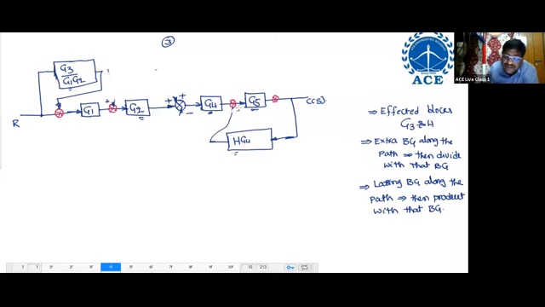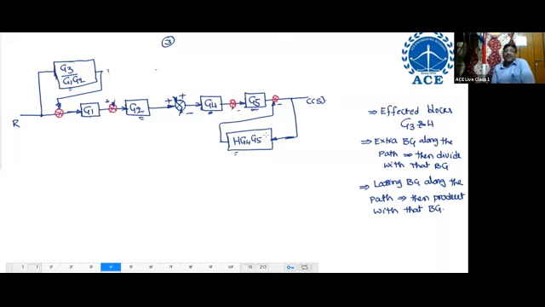For example, I'll shift from this point to here. What happened? Before shifting, 3 block gains: G4, G5, H. After shifting, only H is there. That means we are missing what? G4 and G5. That means we should multiply by G4 and G5. So like this, you have to do the analysis.